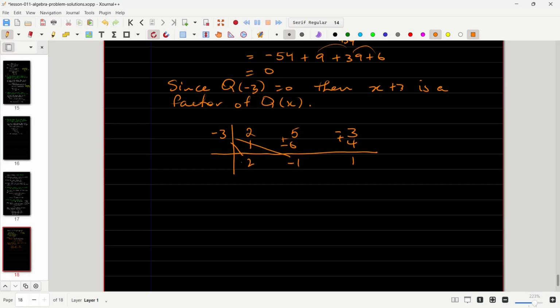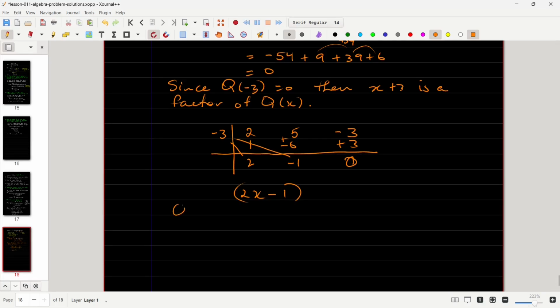2, bring down here, multiply, we get negative 6. Yes, and then add this, we get negative 1. Multiply, we get not positive 4, but positive 3. Oh my god. Alright, so positive 3, and then we get here a 0. So then we get that the equation is 2x minus 1, and that's the other factor.